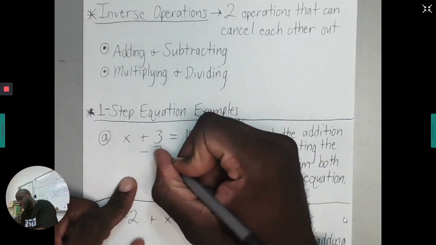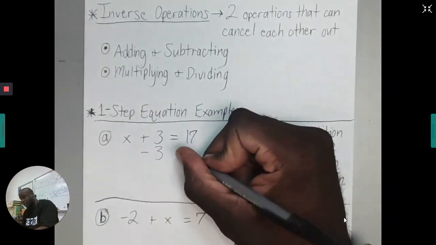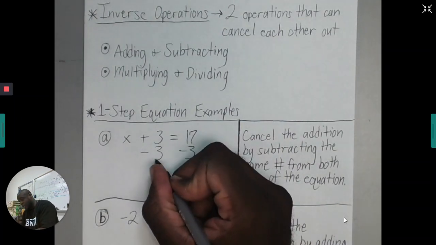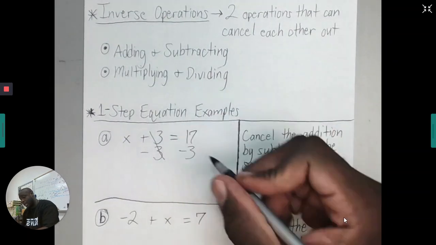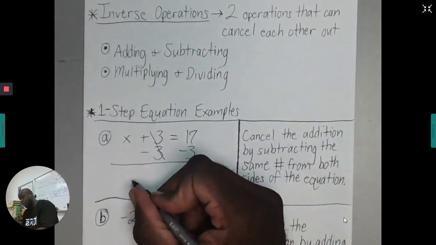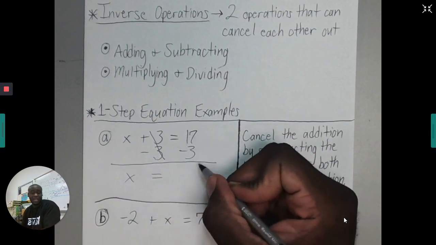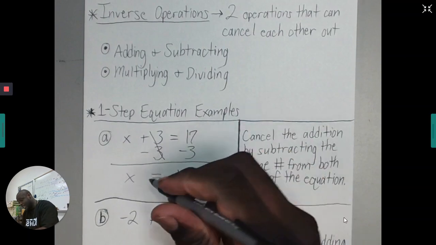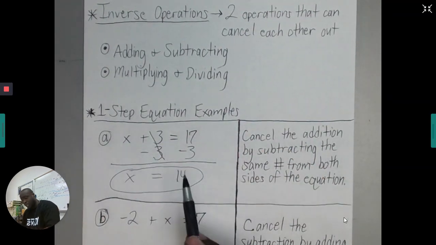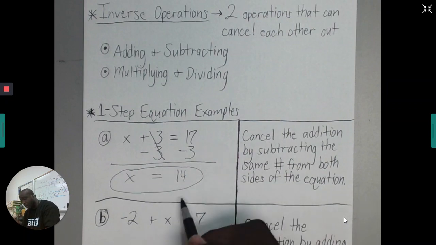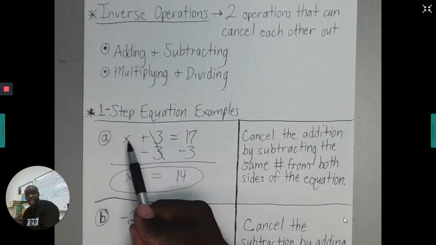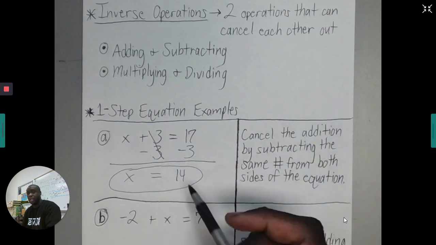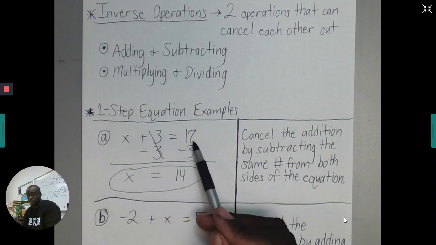So we're going to subtract 3 here, and what we do to one side of the equation, we have to do to both sides so that we can keep the equation balanced. That cancels out, and we're left with x equals 17 minus 3. Now 17 minus 3 is 14. So x equals 14. What that means is that 14 is the only value that can make this equation true. 14 plus 3 equals 17. 14 is the only number that can make that equation true.